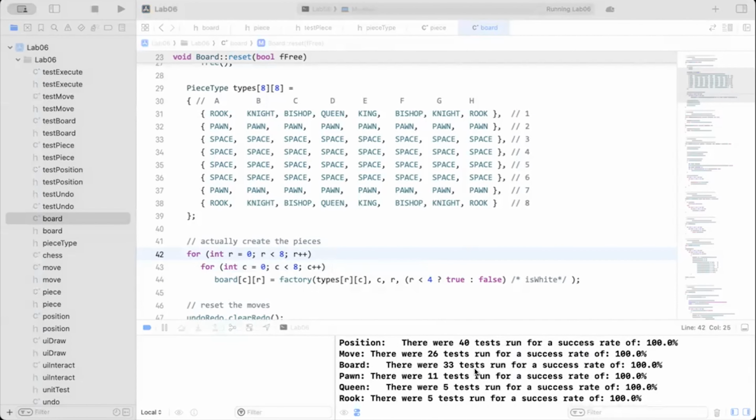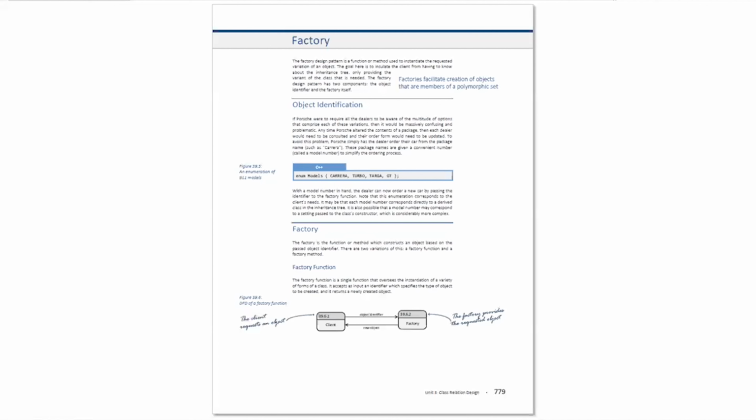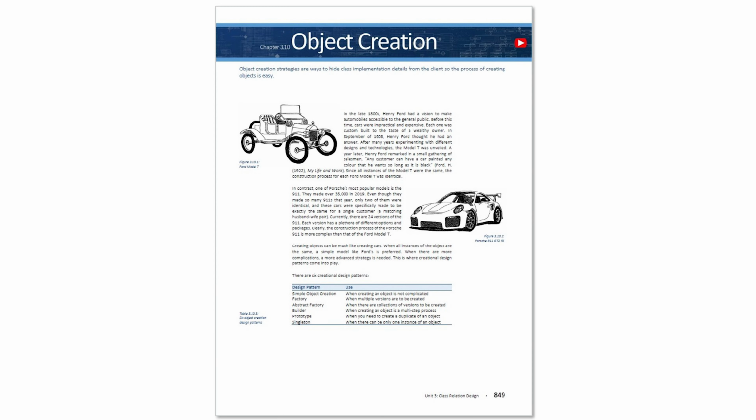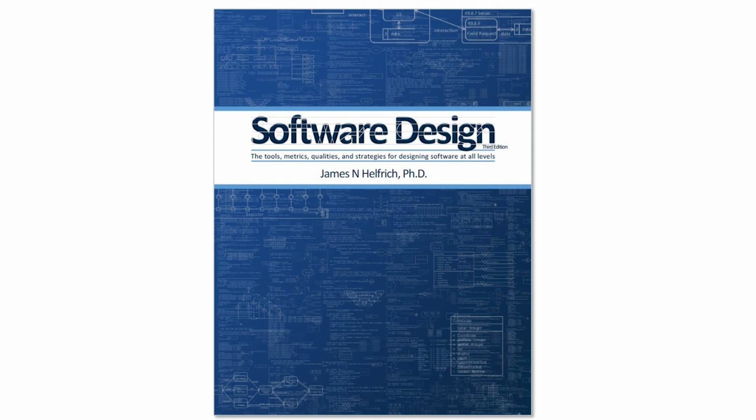Perfect, everything passed. As you can see, the factory can greatly simplify the code as well as make it easier to make changes. You can learn more about the factory in the factory section of the object creation chapter of the software design textbook.